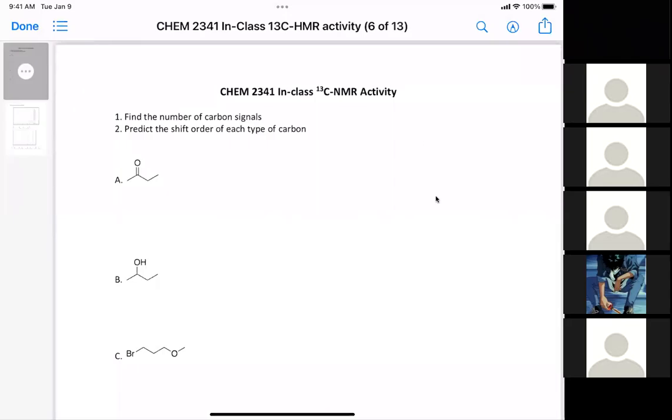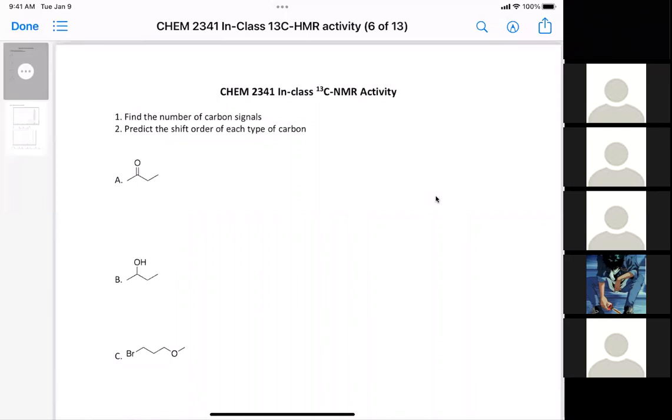Okay, so last week we talked about proton and carbon NMR, and we also looked at a little bit of mass spec, and we're going to finish mass spec up today. But what I wanted to do now is have this in-class activity so that we could use it for the carbon NMR, and then compare and contrast a proton NMR and a carbon NMR to see how you could get more information from each of them.